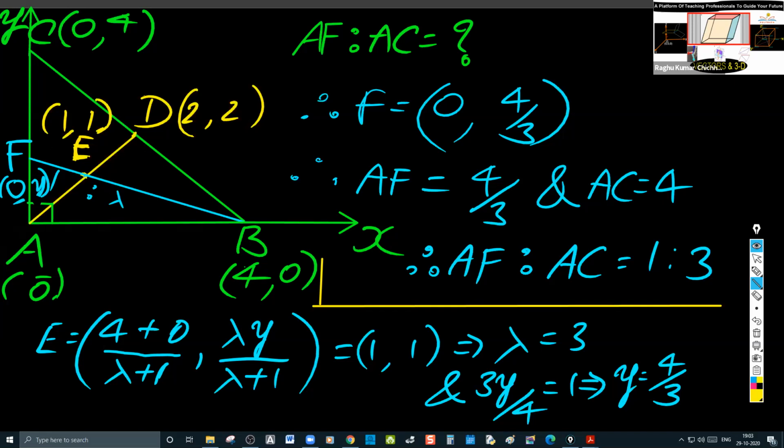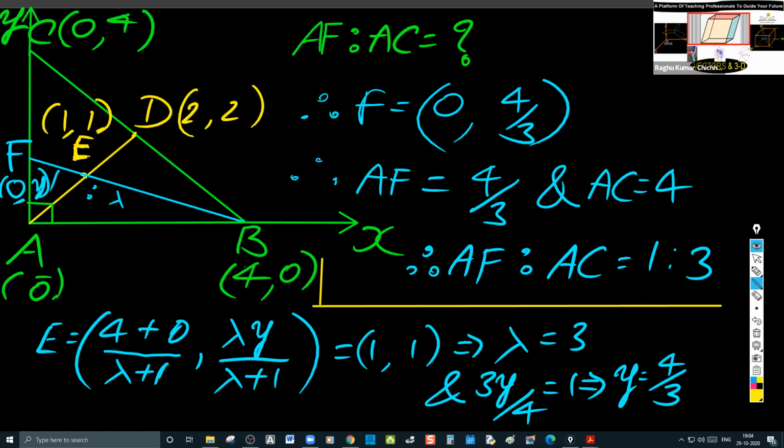So if it is 0, Y, then I'm applying the section formula to BF because I know E. Let me suppose that E is dividing BF in the ratio lambda is to 1. I applied the section formula, MX2 plus NX1 by M plus N. But E coordinates, I know it is 1, 1. From X coordinate, I got the value of lambda as 3 by cross multiplication. And that lambda is substituted here. 3y by 4 is equal to 1. Y, I have got it to be 4 by 3. And thereby, I got F is equal to 0, 4 by 3.